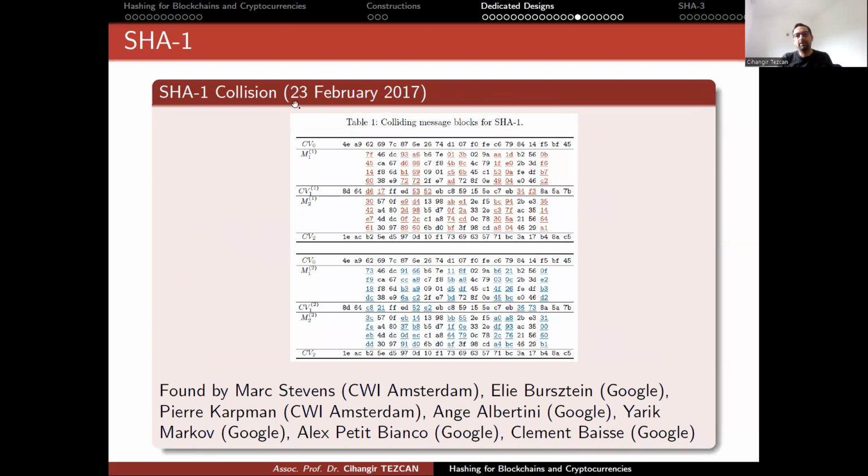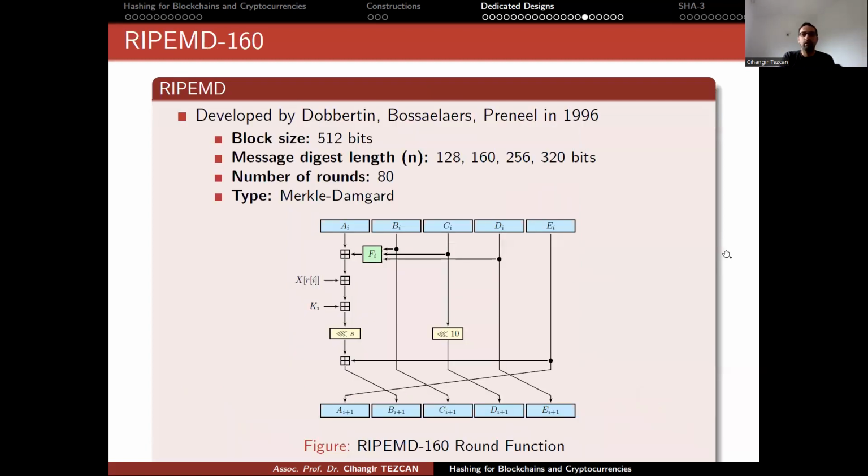And on the 23rd of February 2017, Mark Stevens' team with Google actually obtained the SHA1 collision. And this is not one message block, but two message block collisions. You can see that the IVs are identical now. You have two message blocks, the red and blue ones where you have the differences, but the outputs here and here are identical. So this was important, and actually this was used in the SHA1 bounty, which I will explain when I finish talking about Bitcoin and show you how you can use this collision to solve the SHA1 bounty. All right, let's move on.